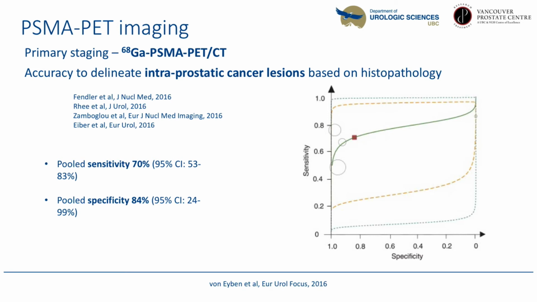Again, data from a meta-analysis that looked at 4 studies which examined the accuracy to delineate intraprostatic cancer lesions based on histopathology. So there was a pooled sensitivity of 70% and a pooled specificity of 84%. And yes, this is not as good as the MRI is, but I guess we can say that's quite reasonable.